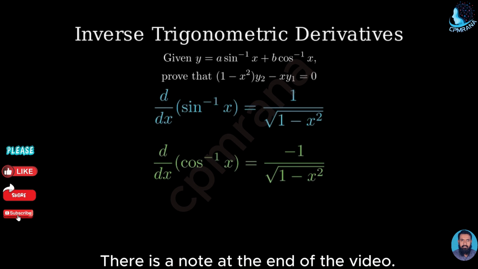The derivative of sine inverse of x is 1 over square root of 1 minus x squared, and the derivative of cosine inverse of x is negative 1 over square root of 1 minus x squared. Now let's find y1, which is the first derivative of y with respect to x.